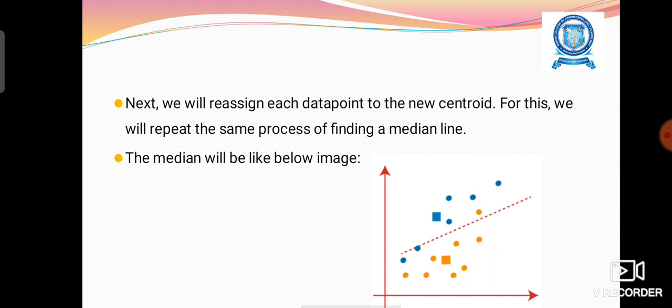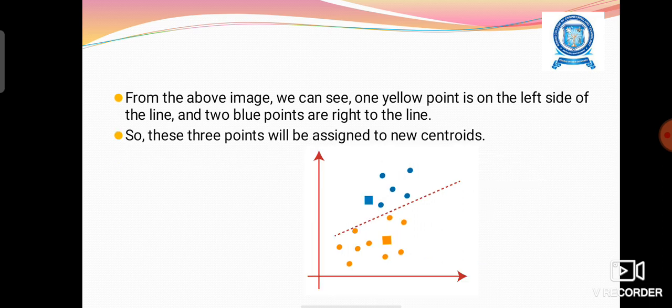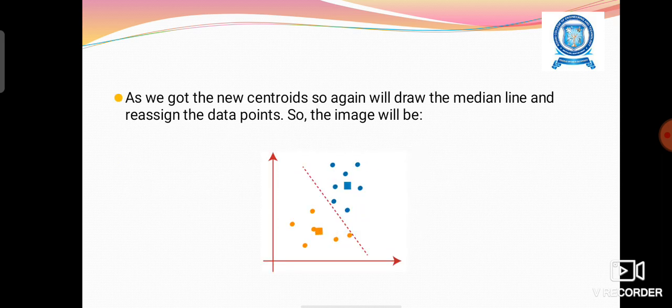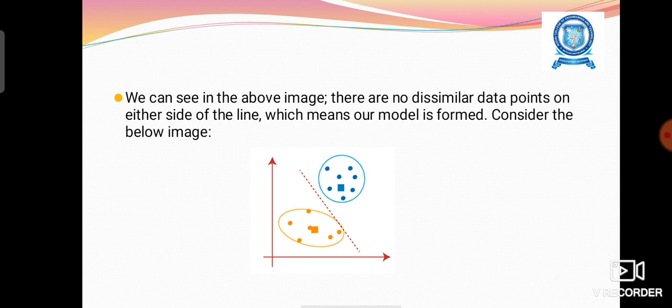Now the median line is actually the line separating the two groups of data points, and now we are getting the median line like this. The next step is reassignment of data points to the new centroids. We will repeat the process by finding the center of gravity of centroids. So the new centroid will be shown in the below image. As we got the new centroid, again we will draw the median line and reassign the data points. So the image will be like this.